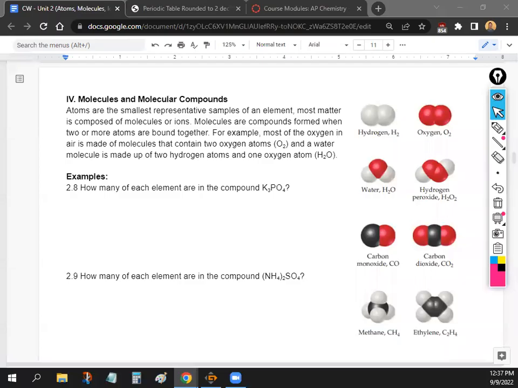All right, so let's get started with the second part of Unit 2. We're going to be talking about molecules now. We talked a lot about atoms, right? We talked about isotopes, things like that. But now we're going to start putting the atoms together to make molecules.